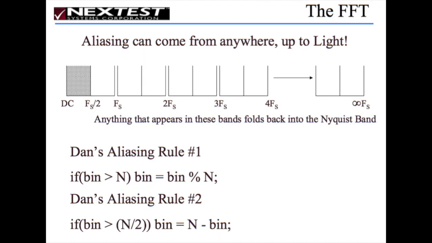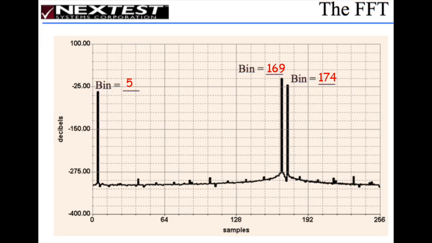Now, where did the third harmonic go? That went to bin 507. 169 times 3 is 507. 507 is not more than 512, so rule 1 doesn't apply. But 507 is greater than N over 2. So 512 minus 507 is 5. So that guy way back there, that is the alias of the third harmonic. The third harmonic is aliasing all the way back to DC.